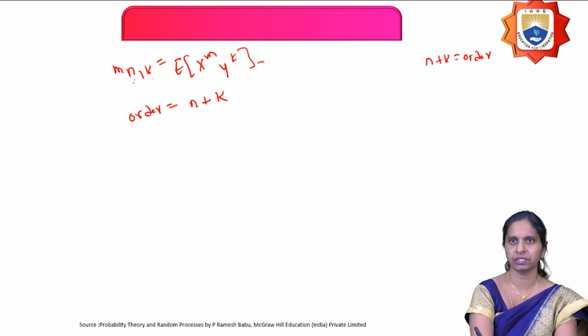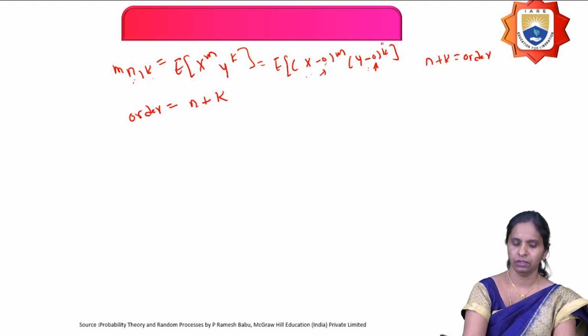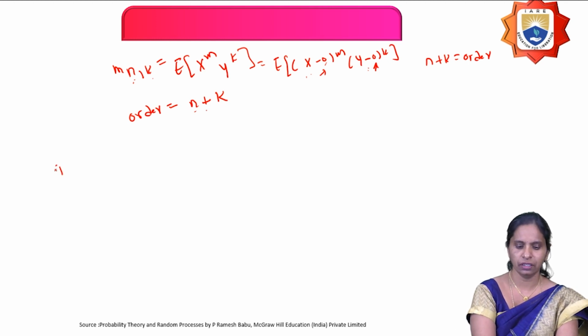What is the order of these joint moments about the origin? Why is it about the origin? Because expectation of x power n into y power k is nothing but (x minus 0) power n into (y minus 0) power k. Since it is about the origin, and since we have more than one random variable, it is called joint moments about the origin. And the order here is n plus k.